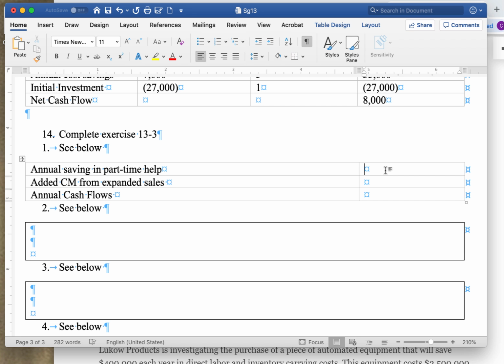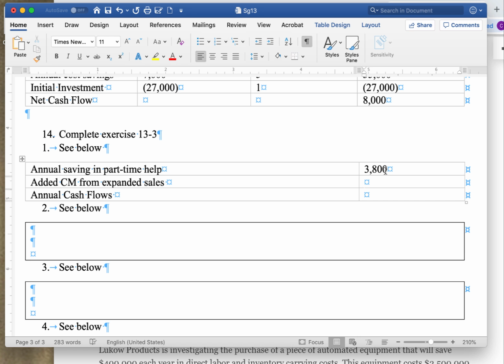So we go back to the study guide. Well, we're saving on our part-time help. We're saving $3,800. So some poor person that makes donuts for us is going to be out of a job if we buy this machine. So we're going to save $3,800 in that person's salary.